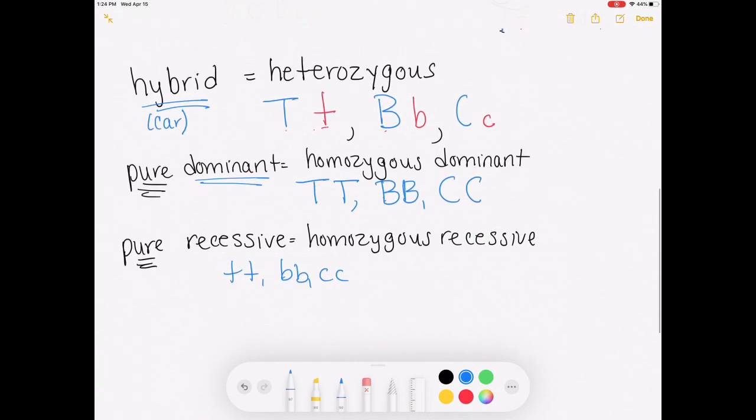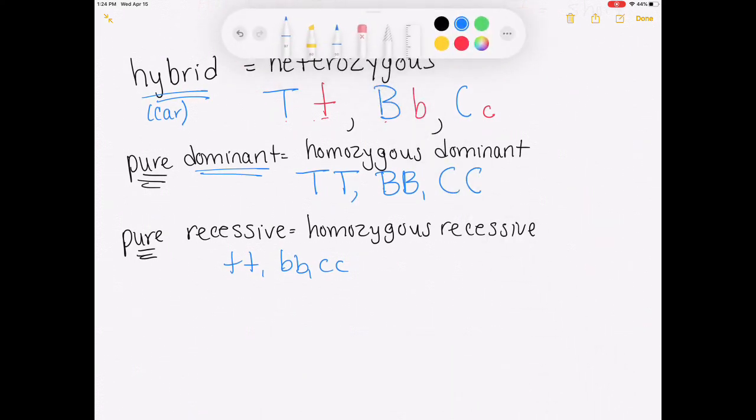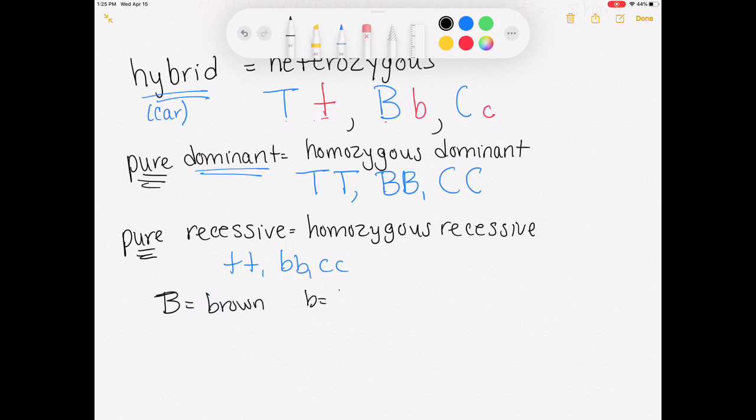I'm going to give you some practice. Okay, let's see if we can do some practice. So let's say big B is brown for brown eyes. Little b is blue for blue eyes. Let's say I asked you to give me an example of a hybrid for this eye color. So hybrid, if I look at my key up here, hybrid is a mix. So that's going to be big B, little b.